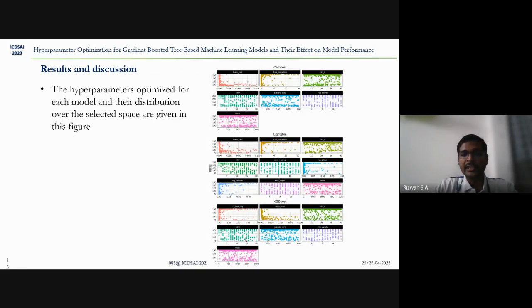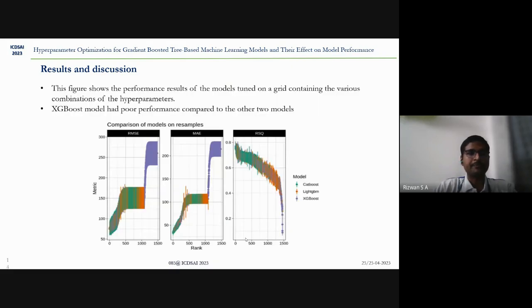This figure shows the hyperparameter space that has been investigated for each of the three models. The top panel shows CatBoost, the middle panel shows LightGBM, and the bottom panel shows XGBoost. And since the number of parameters are different, the number of boxes are different. The grid search clearly shows us that this entire space was searched for the optimal set of hyperparameters. Since the computational resources were limited in my case, I have used a grid size of 500, but depending upon the resources, this can be increased to much more.